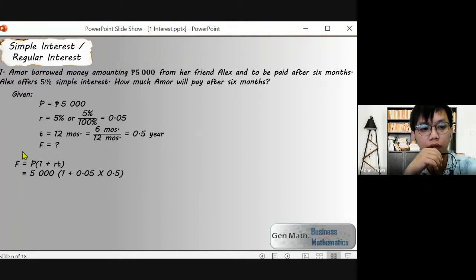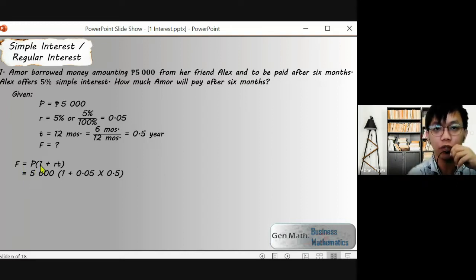That is F, which is equals to P multiplied to the quantity. So we're going to read the parentheses as quantity whenever we have here a group, that is 1 plus RT. So you're just going to copy here the constant number, which is 1. And then after identifying the correct formula to be used, we're just going to substitute the given.